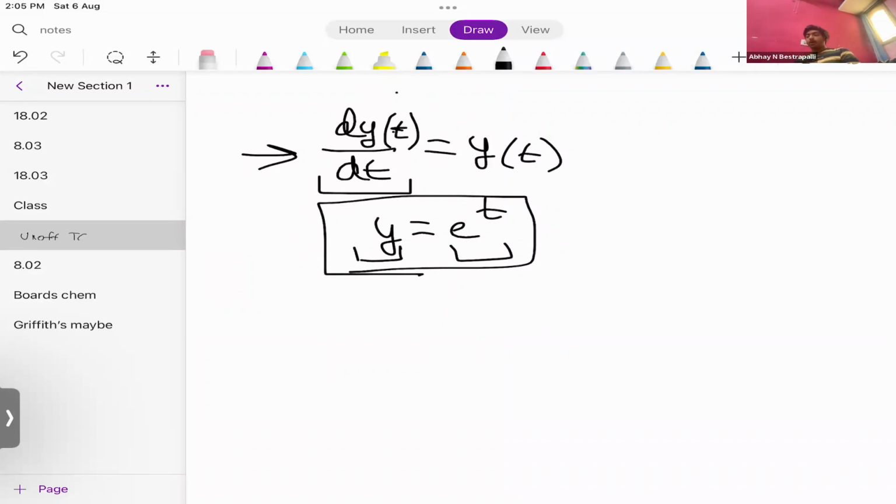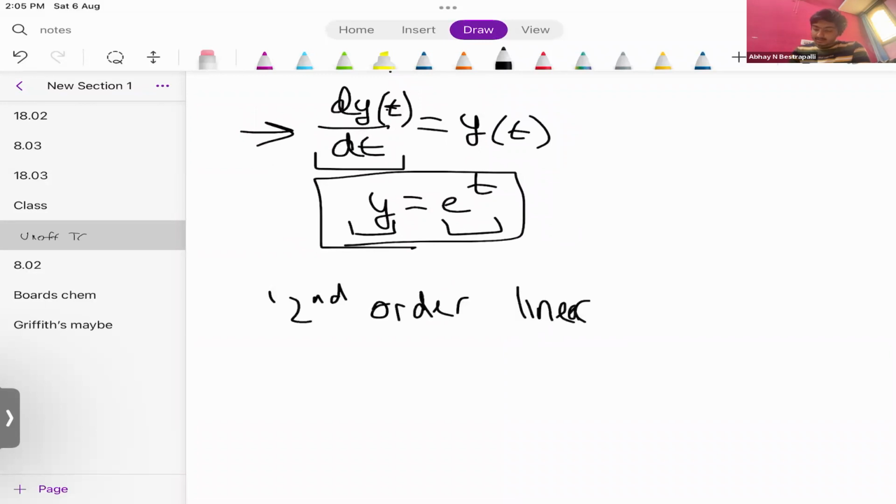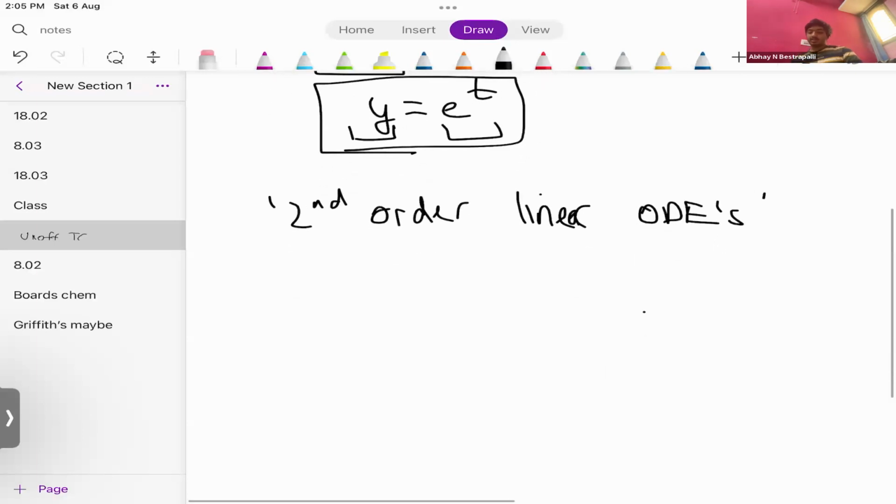Today in particular, we'll be talking mostly about second order linear ODEs. ODEs are ordinary differential equations, so that's just differential equations with dy's and stuff like that. So what does this mean? I'll explain as this goes.